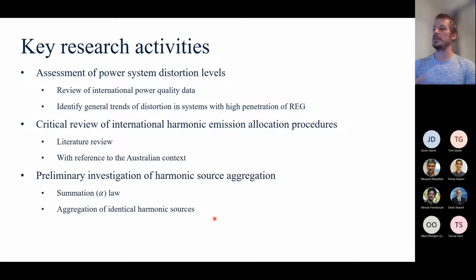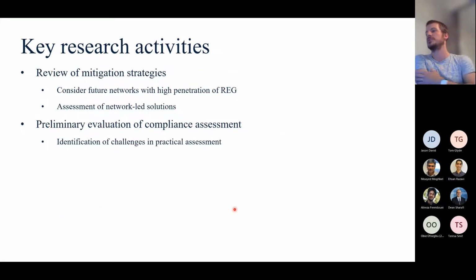We then have a critical review of the international harmonic emission allocation procedures that are being used worldwide. Some of you may be familiar with it, but certainly we'll be focusing on the Australian standard that references it. I mentioned briefly the summation law and the aggregation of harmonic sources. So this was a very, very important and very interesting work package of the project.